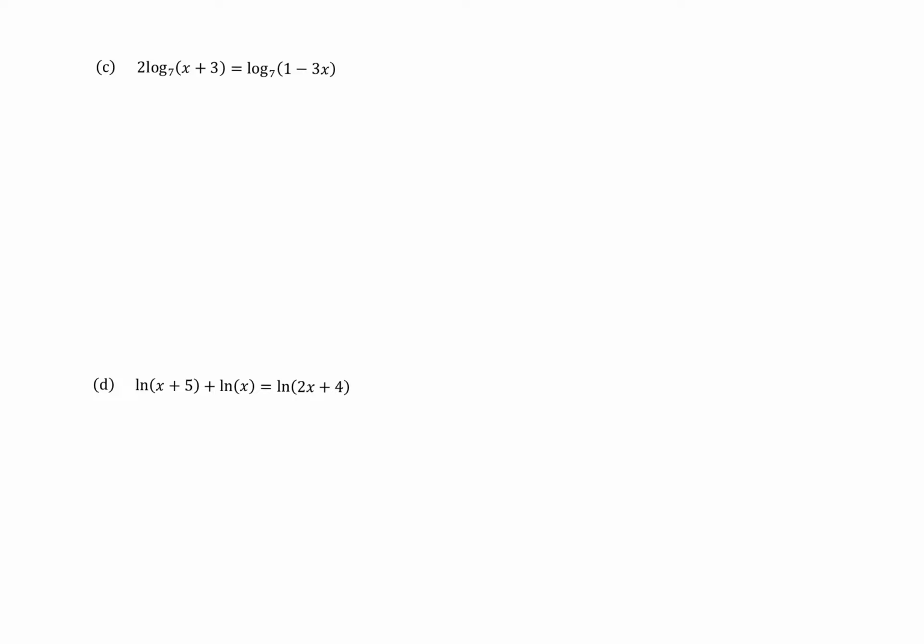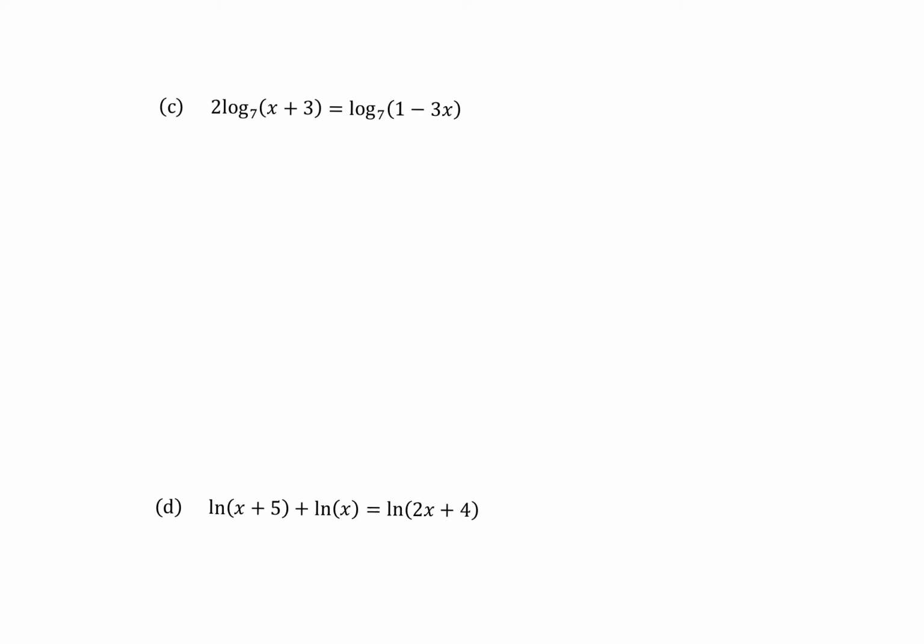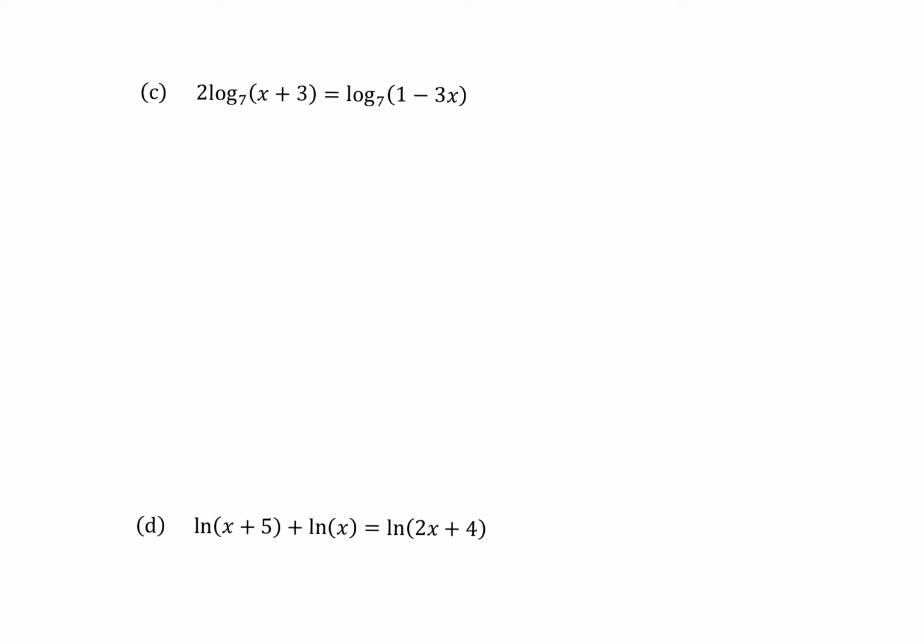So a few more examples and then we'll be done with this section. Example 3, I have 2 times log base 7 of x plus 3 is equal to log base 7 of 1 minus 3x. I cannot cancel the log on both sides, because of the 2 in front. Remember, it has to be log 7 equal to log 7, nothing in front. So I could divide both sides by 2, but that won't help me because that'll just be moving that 2 over to the other side, and I'll have 1/2 times log base 7.